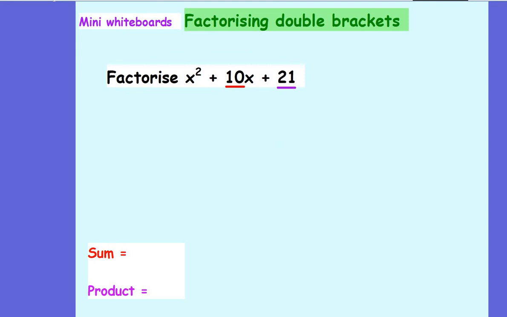Here's another one. Can you find two numbers that sum to give me 10, multiply to give me 21, and factorise this expression for me? Okay, this time the two numbers I need to choose are 7 and 3. So I'm going to factorise it as x plus 7 and x plus 3.